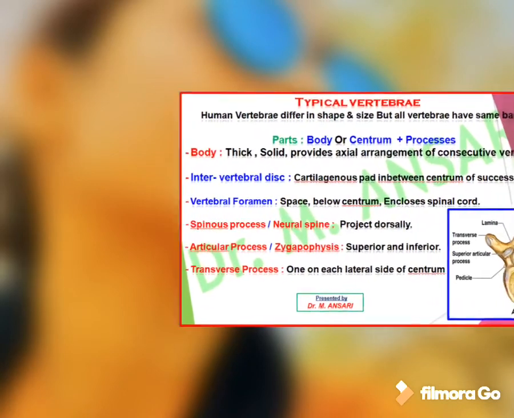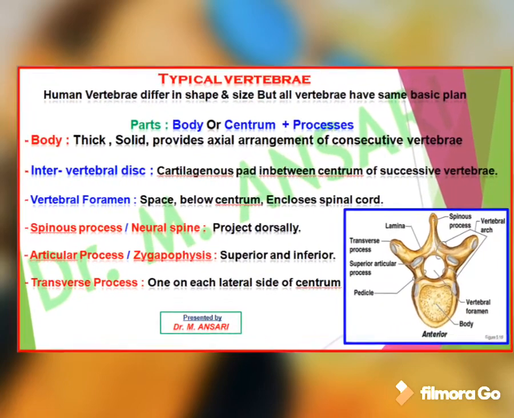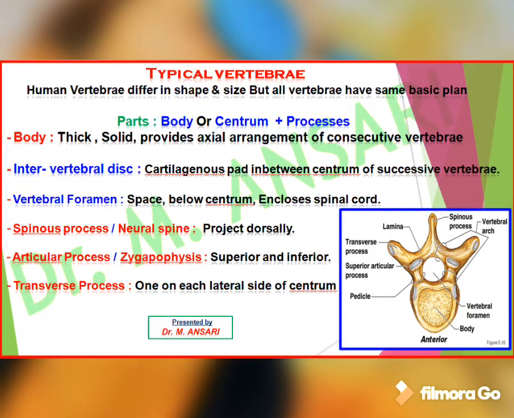Human vertebrae vary in shape and size, but all vertebrae have the same basic plan. A typical vertebra consists of a body or centrum and different types of processes. Its body, which is also called centrum, is thick, solid and provides axial arrangement of consecutive vertebrae. In between the centrum of successive vertebrae, a cartilaginous intervertebral disc is present. Behind the centrum, a space is present called the vertebral foramen. Through it, the spinal cord passes.